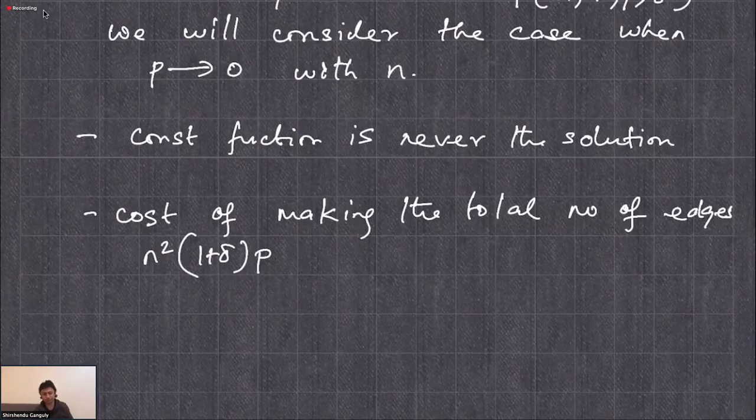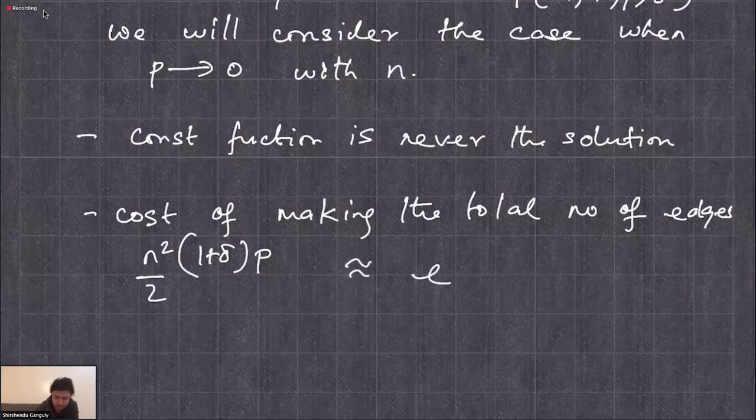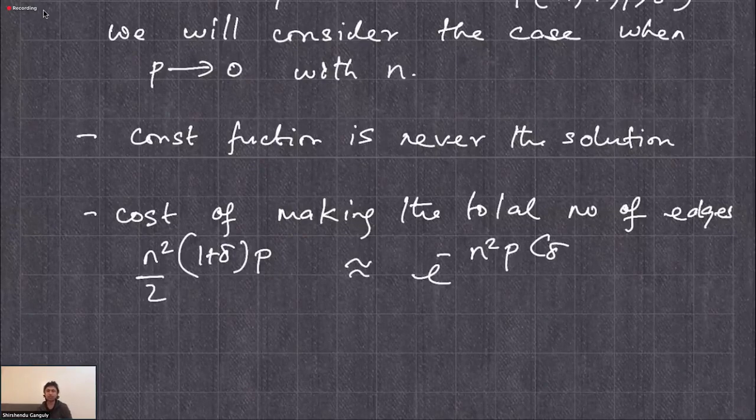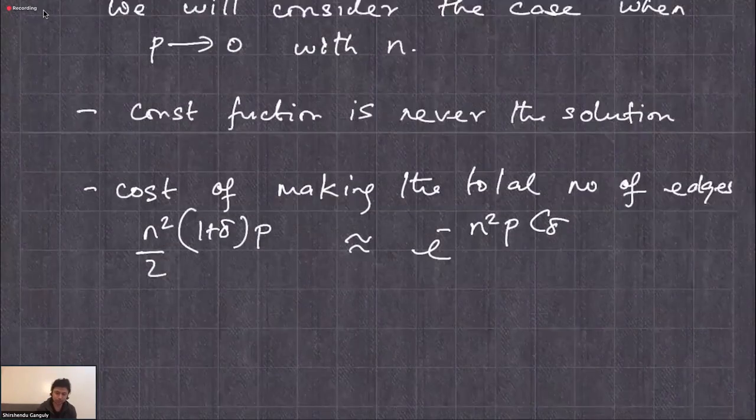So whenever the graph is non-trivial, meaning not an edge, the constant function is never the solution, because if the constant function was a solution, then it would imply that the total number of edges increases. So in particular, the total number of edges was typically roughly n squared by 2, n choose 2, times p, but maybe now that gets boosted up to some 1 plus delta factor. And it turns out the cost is roughly e power minus n squared p, with some constant depending on delta. It's sort of an easy check that this is what it will turn out to be.